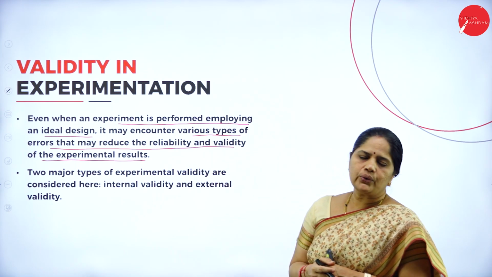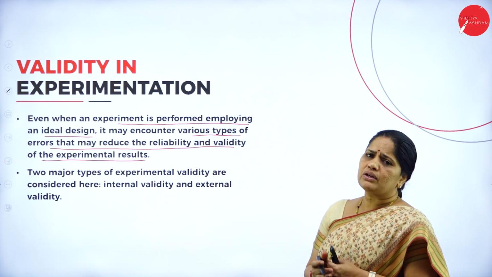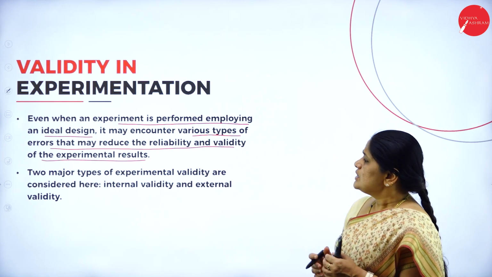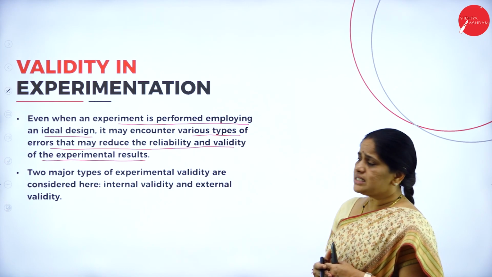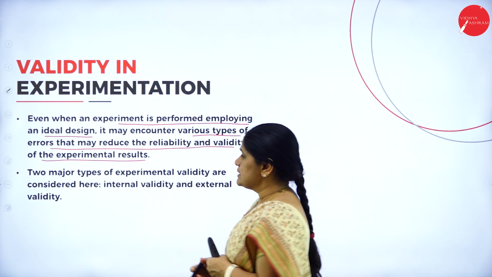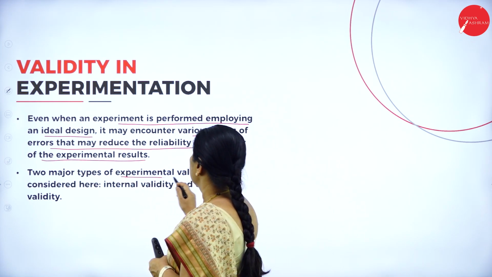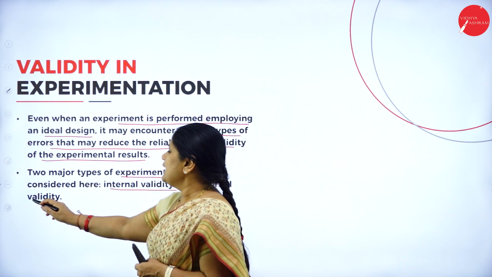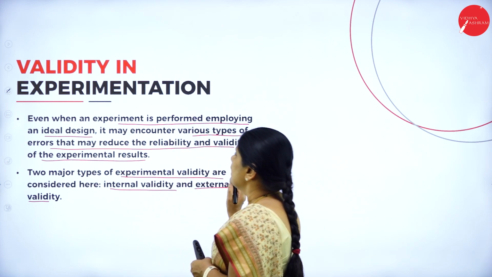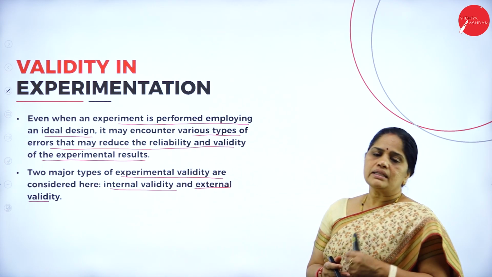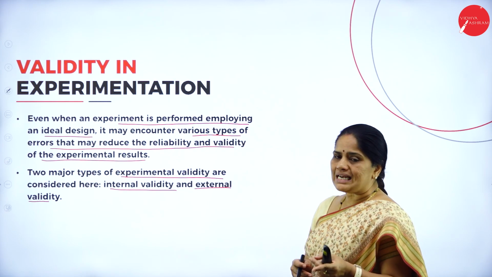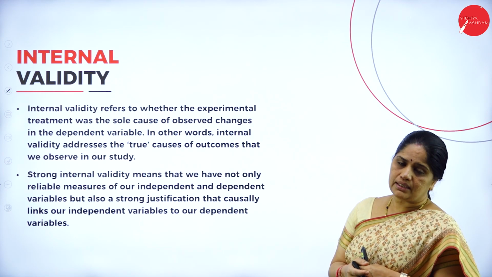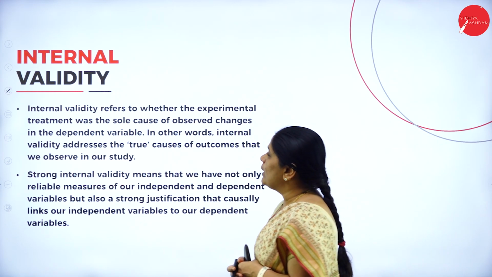When we are doing experiments, there may be a lot of trial and error going on, because of which it may reduce the reliability and validity of the results. The two major types of experimental validity are internal validity and external validity. Now, if we can see here, there are two types of validity. One is internal validity, the other is external validity. Now, what is this internal validity?